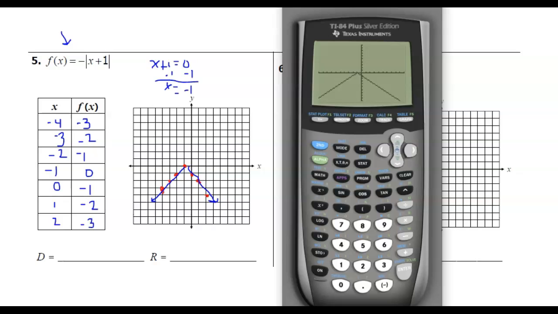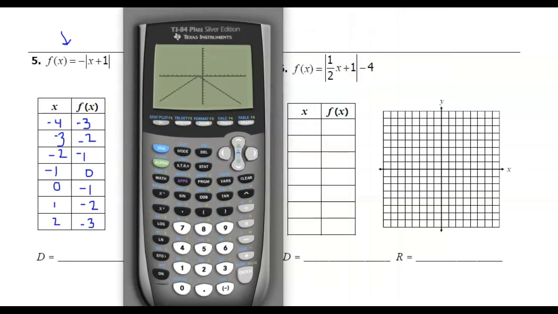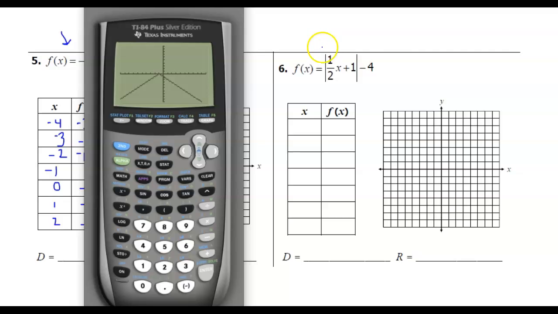So now what I want you guys to do is to pause the video and try to work through the next problem. Again, figure out where your vertex is, find its output, and then plot the points on each side of your vertex.